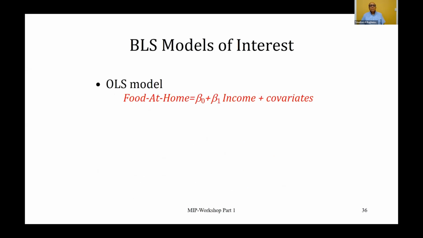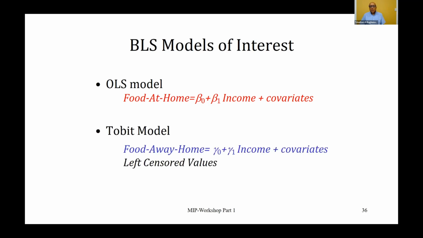The BLS model of interest is to regress the food at home expenditure on income and some covariates. So beta 1 is of interest in this model. Here income is being used as a covariate, and food at home expenditure is used as the left-hand side variable. The other one was the Tobit model, which has food away from home as the outcome variable, and then income and some other covariates as predictors.